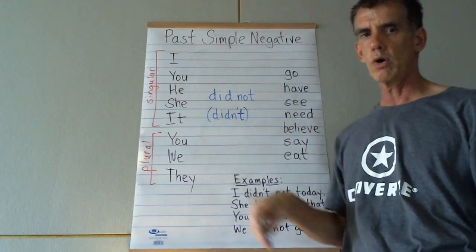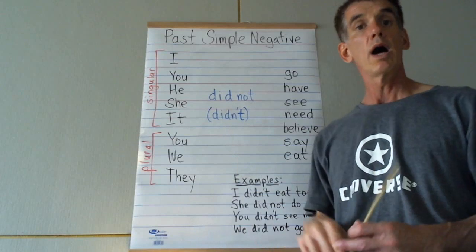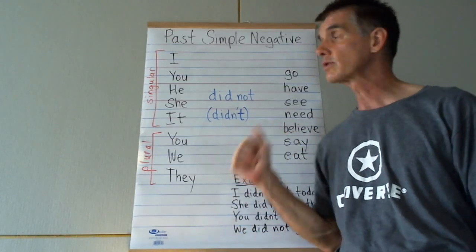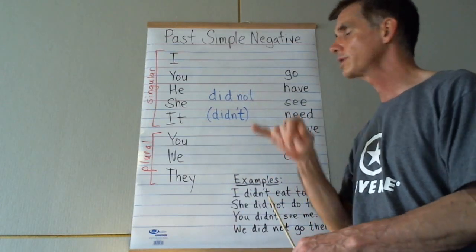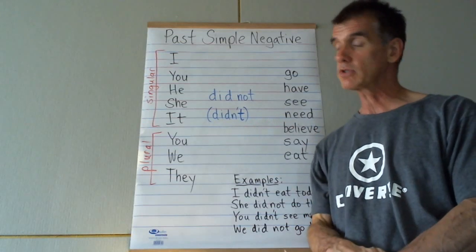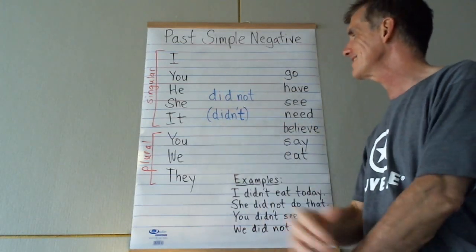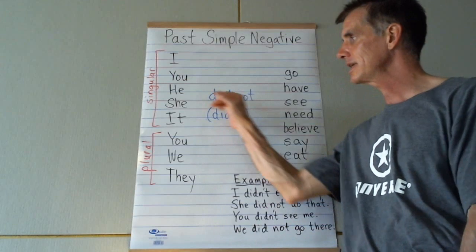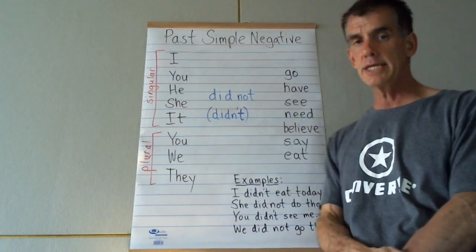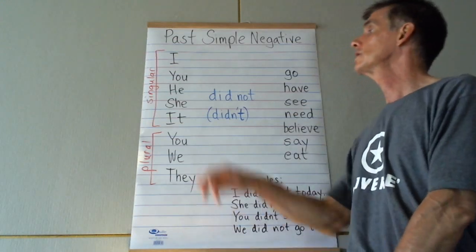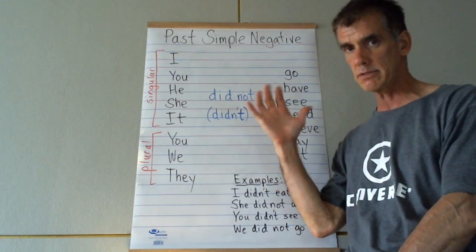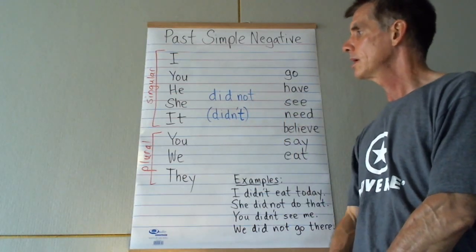I did not go, or I didn't go. I did not go to the store yesterday. I didn't go to the store yesterday. You did not have much to say. You didn't have much to say. Okay? He did not see me. He didn't see me. Okay? She did not need many books. She didn't need many books. Okay? Did not and didn't are, again, the same.